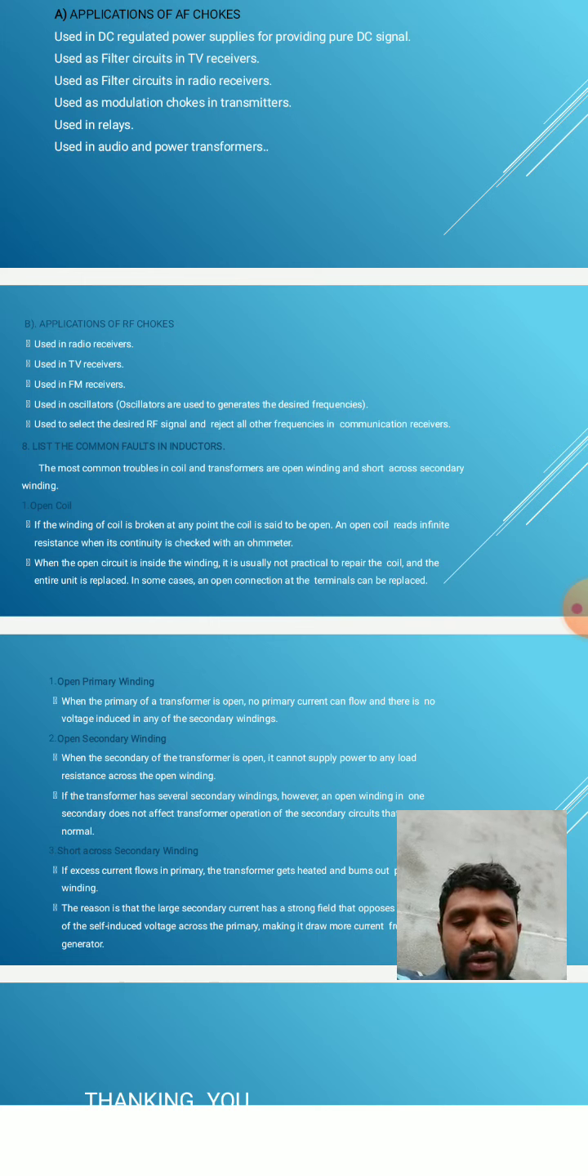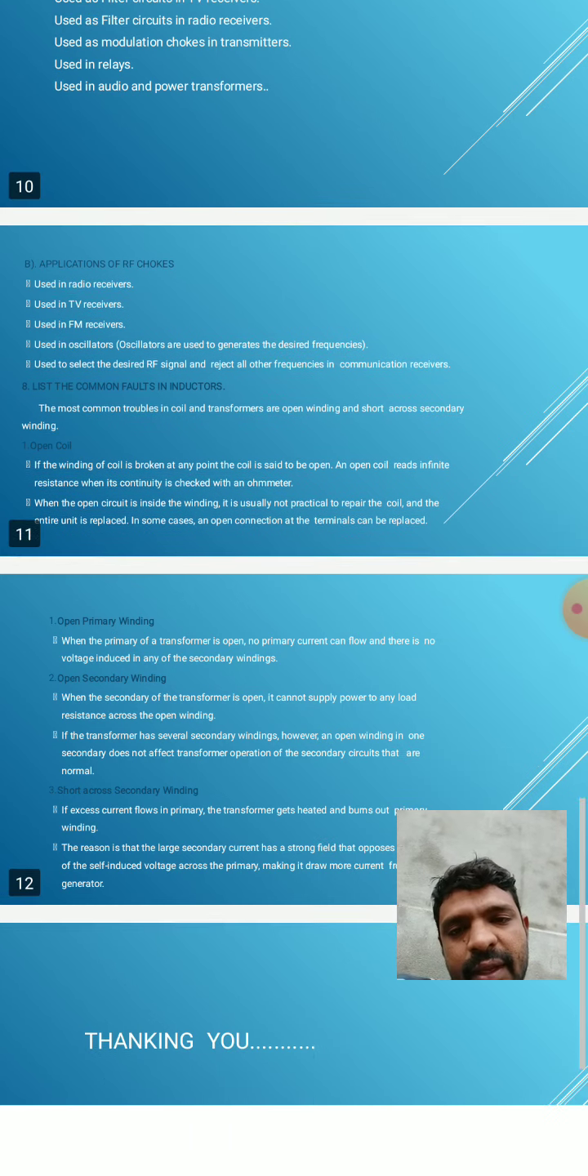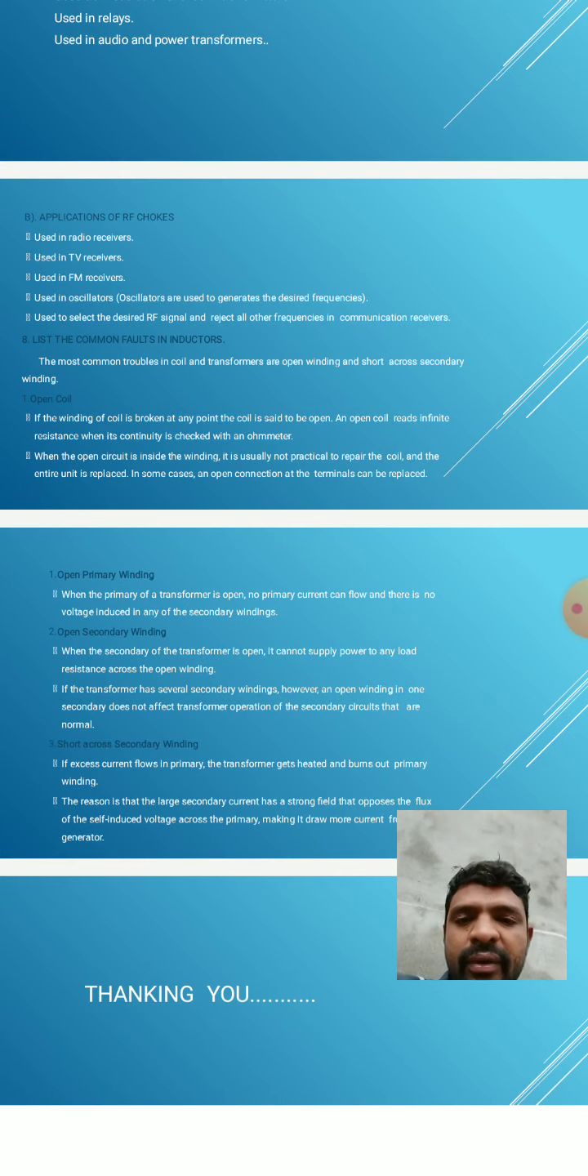List the common faults in inductors. The most common troubles in coils or transformers are open winding and short across the secondary winding. These are some of the faults. That is open coil. If the winding of the coil is broken at any point, the coil is said to be open. An open coil reads infinity resistance when its continuity is checked with an ohmmeter.